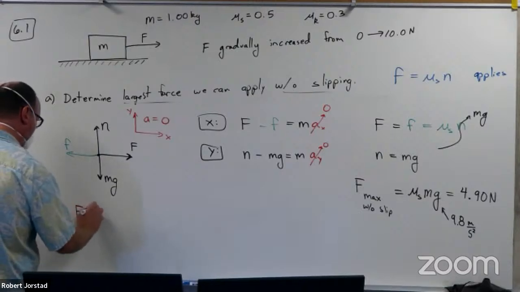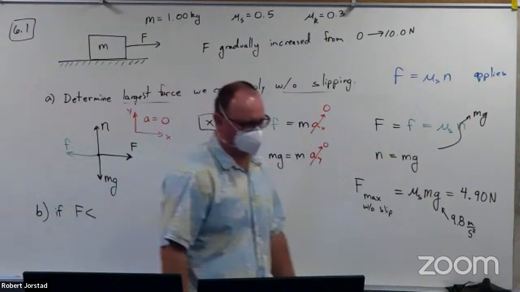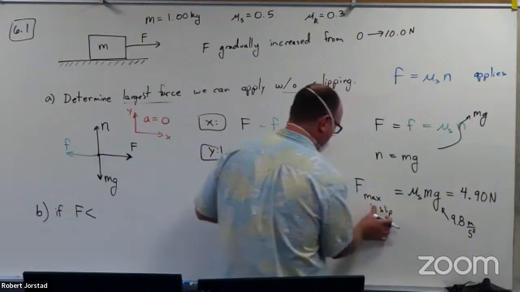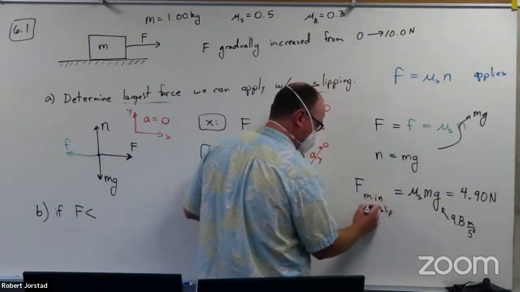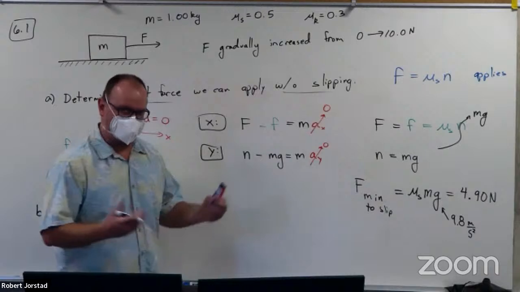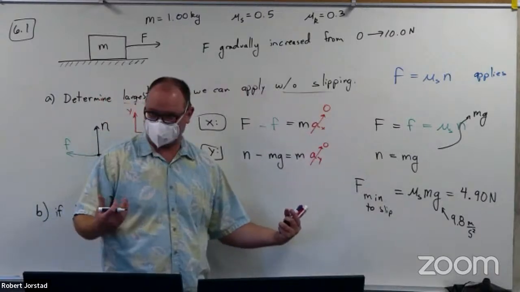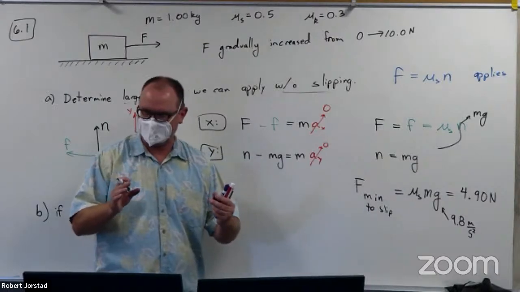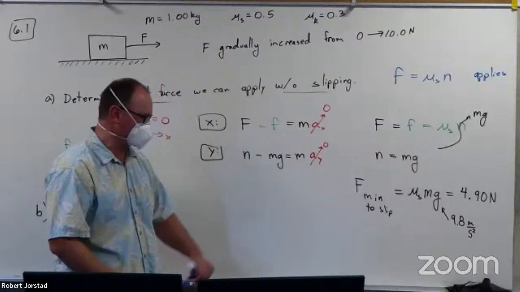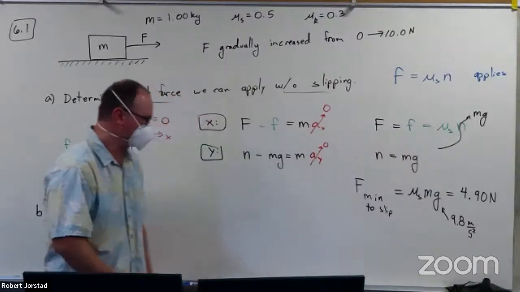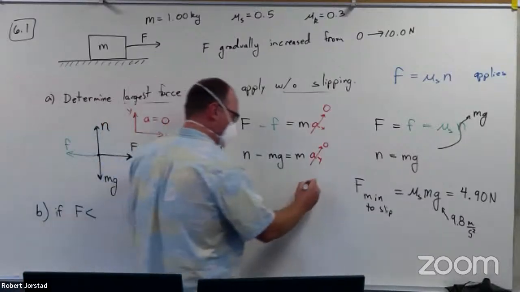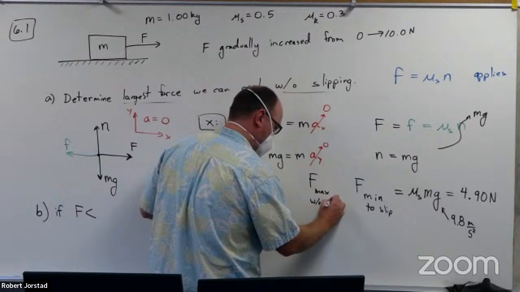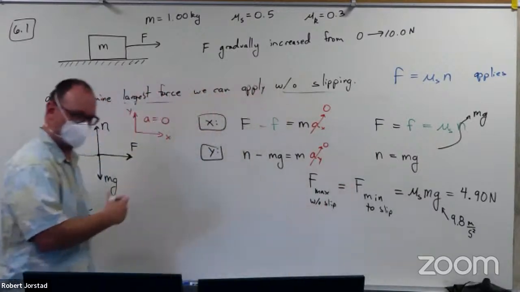If F is less than, what did I call it? Did I call it F min or whatever? Well, let's clean up this label. I think in the book I called it F min 2 slip. So F max without slipping. Do you agree that's the same as F min 2 slip? Same kind of words. Does that make any sense? The minimum force to cause it to slip is the same as the maximum force without slipping. I'll just literally write it right here just to make clear. Just trying to get you used to these words, so when you read the problem, you understand what's going on.